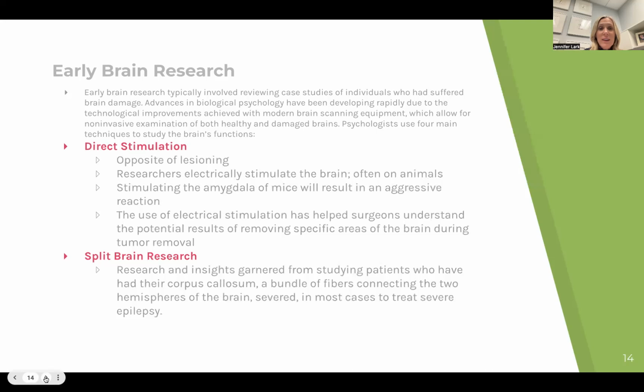Direct stimulation is similar, but it's not destroying part of the brain. It's literally just stimulating a part of the brain to see what happens in the person's thoughts, emotions, and behavior as a result. So, for instance, stimulating the amygdala of mice results in an aggressive behavioral reaction.